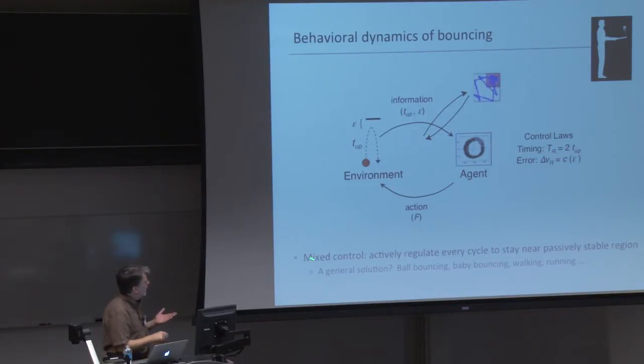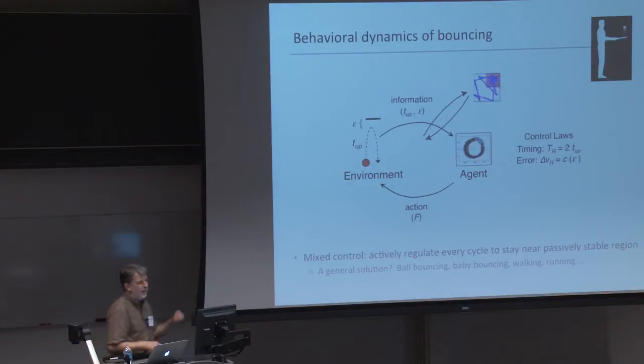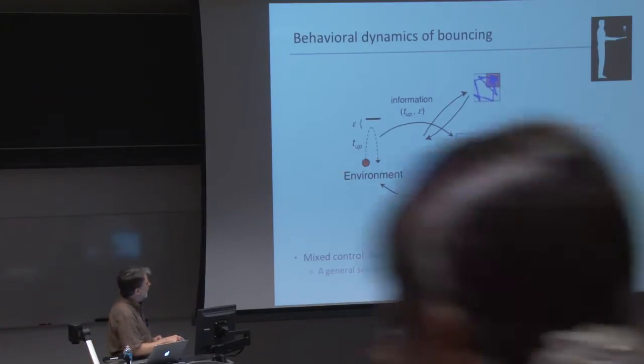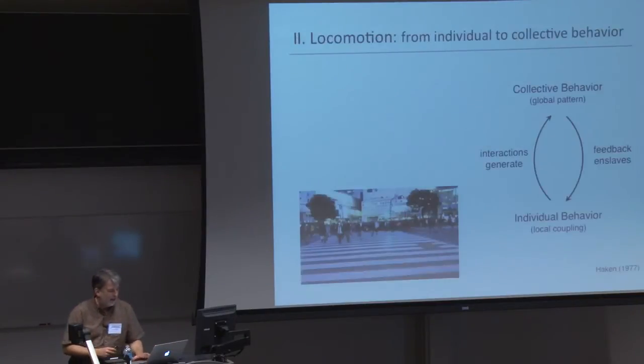And this is the sort of mixed control where you're actively regulating every cycle to stay near, to exploit the dynamics. I think it is a general solution that we've also seen in some experiments we've done on babies bouncing in a baby bouncer, who very quickly zero in on the resonant frequency of the baby bouncer system, and in walking and running, I'd hypothesize.